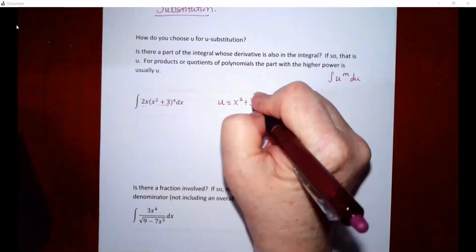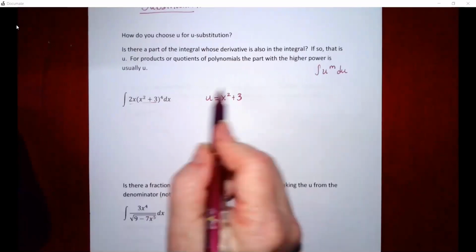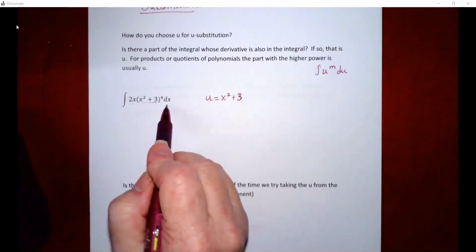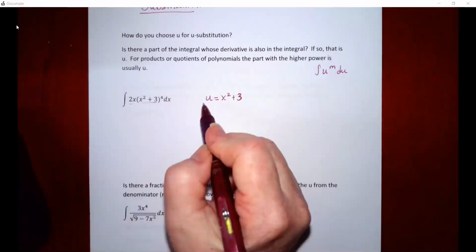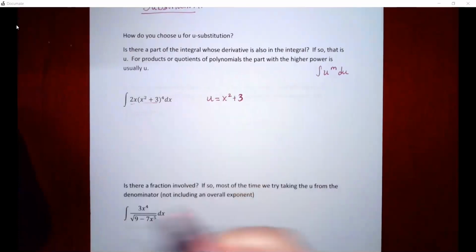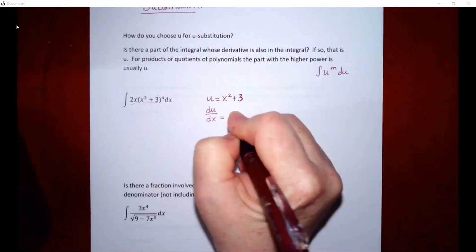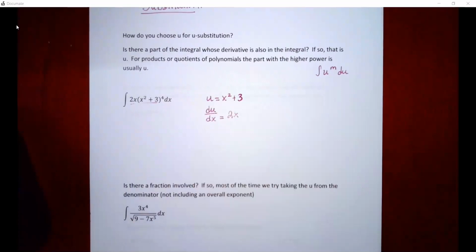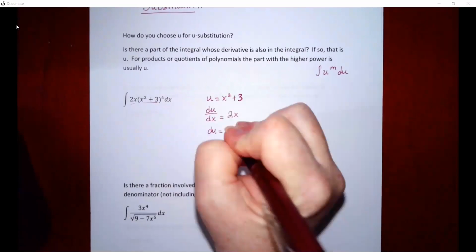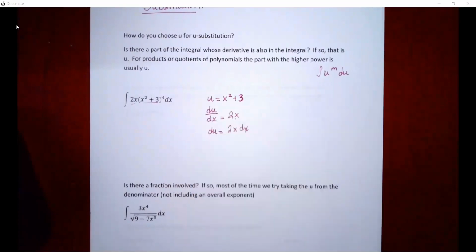And so we're going to rewrite this entire function inside my integral as a function of U. And that includes the dx as well. So once we have made our substitution, we're going to say, okay, how am I going to get rid of this dx in favor of something in terms of du? Well, if u is equal to x squared plus 3, then du dx would be 2x, right? Just the derivative. And so du would be 2x dx, simply by multiplying both sides by dx.